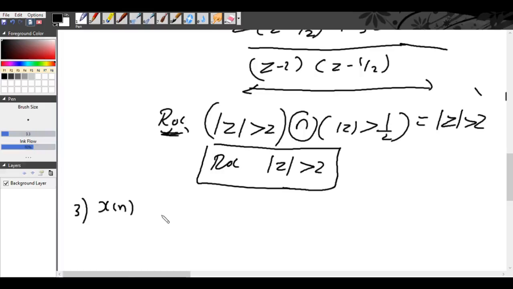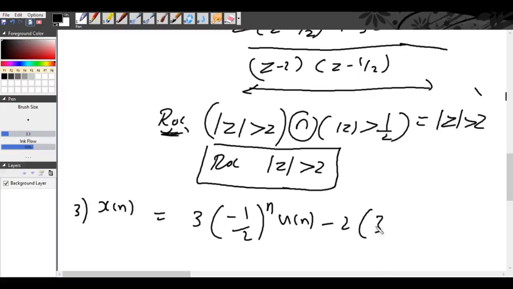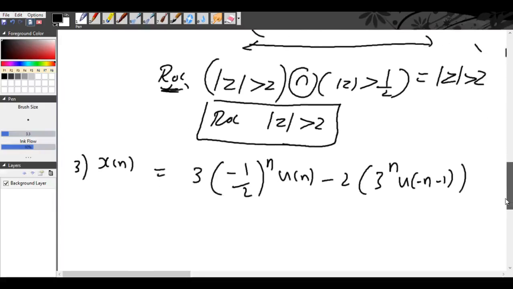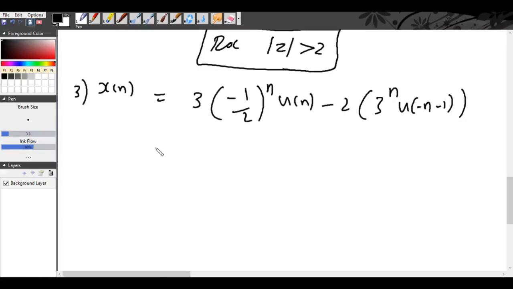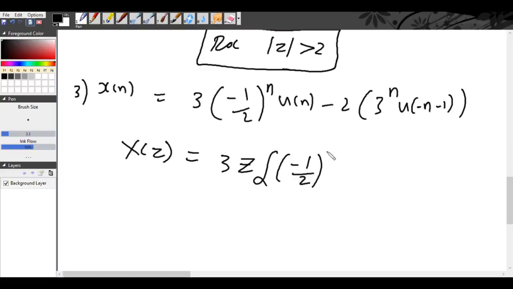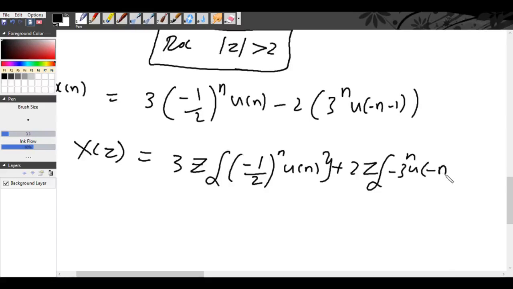x of n is equal to 3 into minus half power n u of n, minus 2 into 3 power n u of minus n minus 1. Again the same procedure. We have to find X of z by using the formula. I suggest you do this without copying my board. Plus 2 into z to the power minus n minus 1.